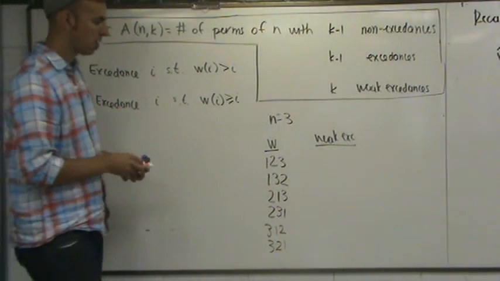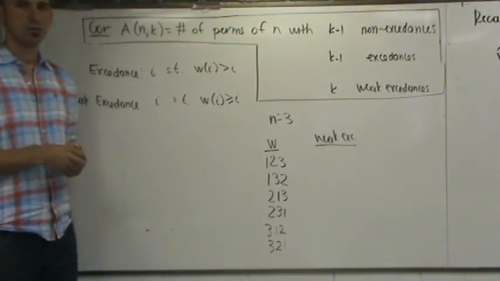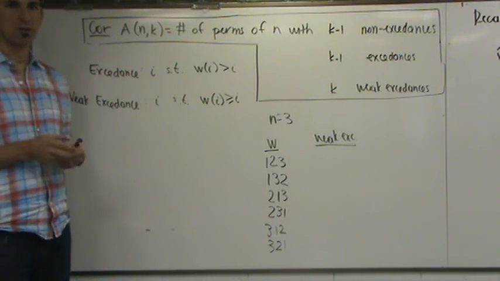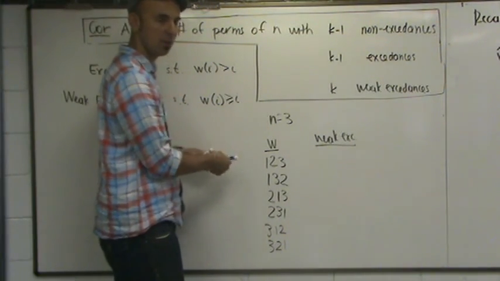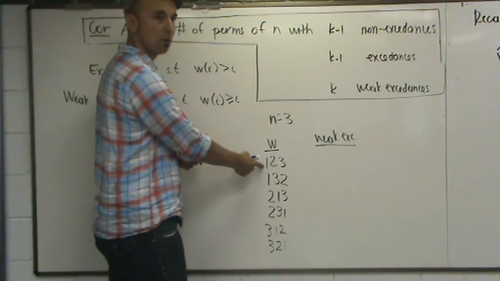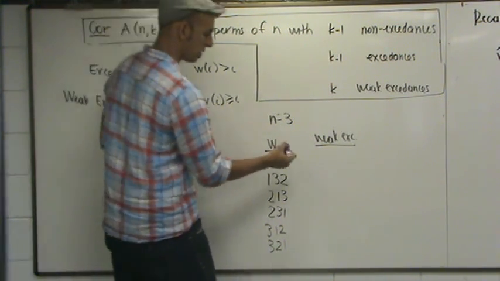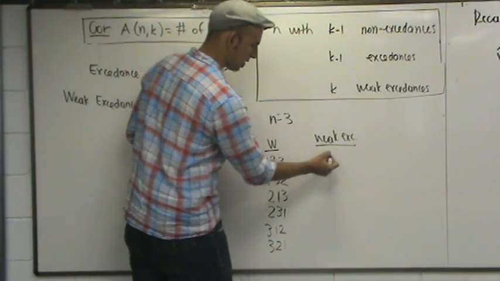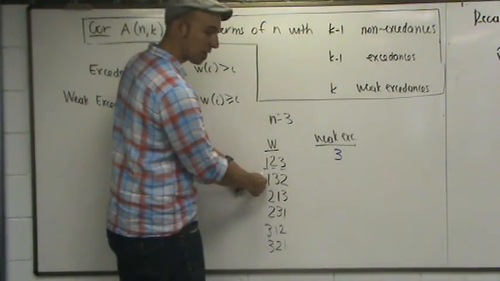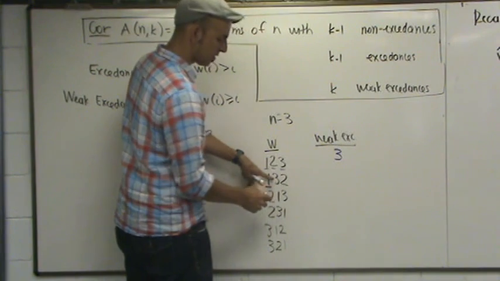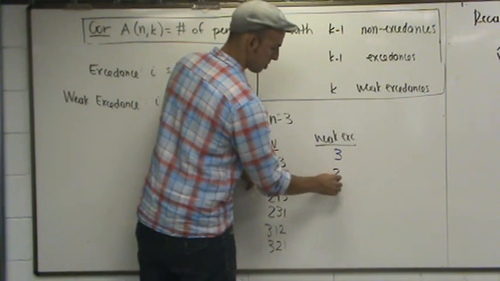So, what are the weak exceedances of W? They're the positions such that W of i is greater than or equal to i. So here, what's W of 1? W of 1 is 1, W of 2 is 2, and W of 3 is 3. They're all equalities here, so they're all weak exceedances. What are the exceedances here? Is this number bigger than or equal to 1? Yes. Is this number bigger than or equal to 2? Yes. Is this one bigger than or equal to 3? No. So I get 2.